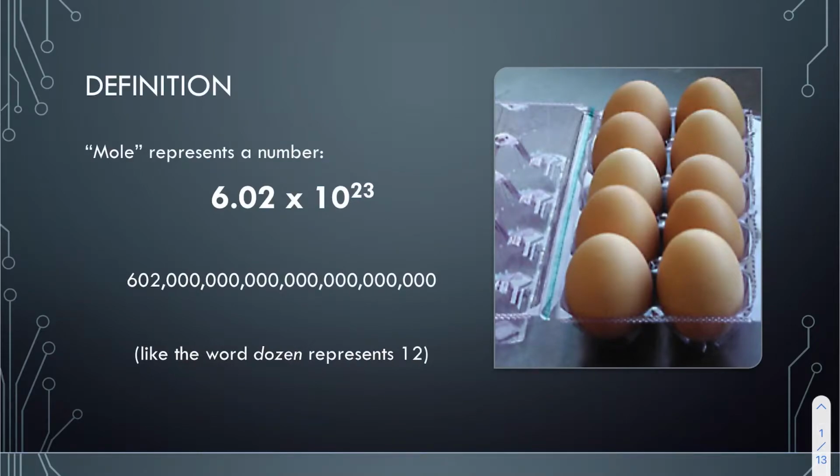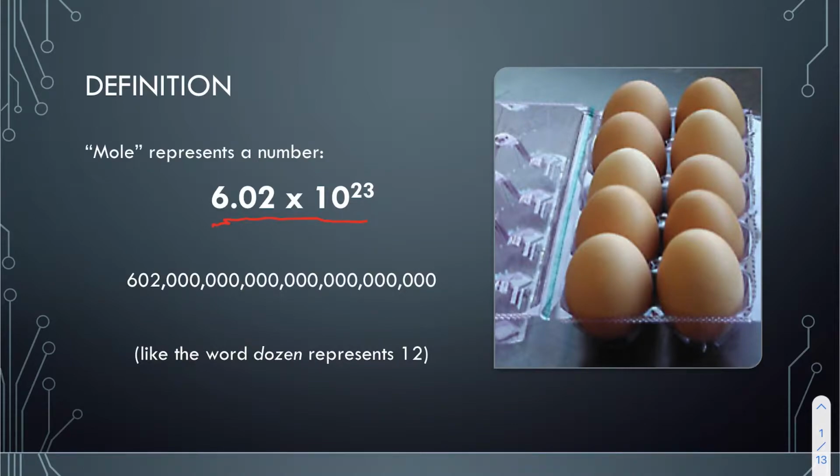A mole represents a number, 6.02 times 10 to the 23rd. It's a really, really, really big number, 6.02 with a whole ton of zeros after it. But just because it's such a big number doesn't mean it needs to be difficult to understand. A mole is a word like dozen. When I say you've got a dozen eggs or you've got a dozen rolls, you know that I mean 12.